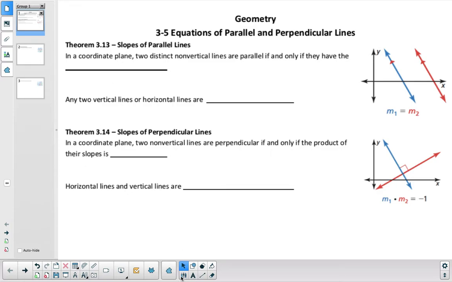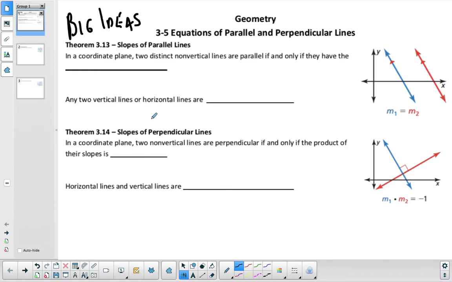Now, first of all, assignment-wise, we are going to have a big ideas. Okay, so just be aware of that. It's the first part of it. It's only 6 questions. It's pretty simple and straightforward here today. So again, we're talking parallel and perpendicular lines.